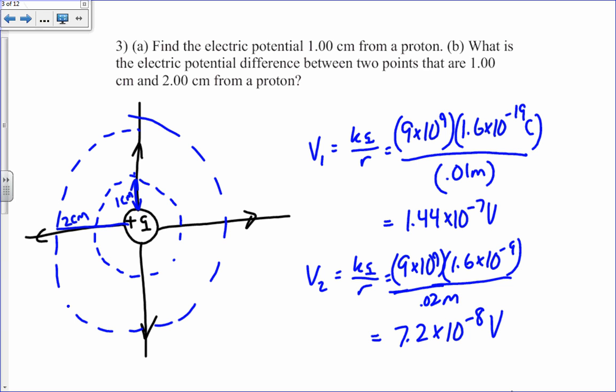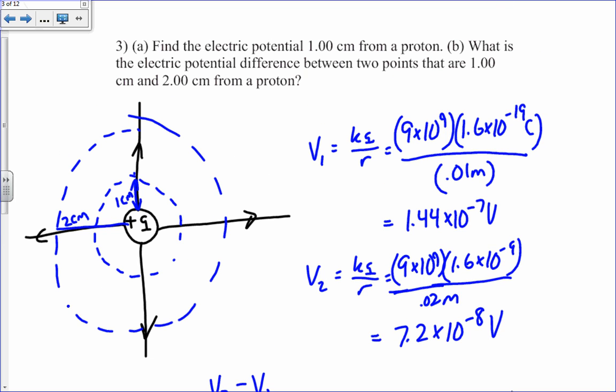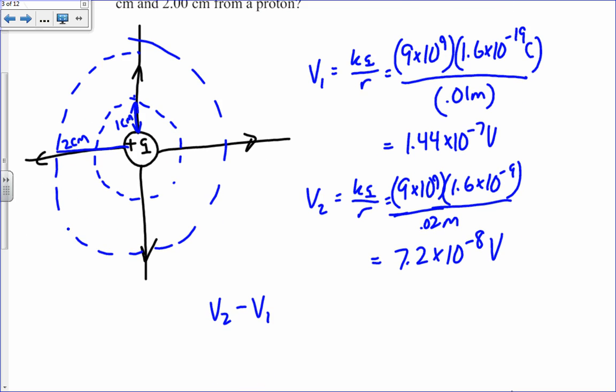And then if I want to know the difference between point 1 and point 2, I'll say V2 minus V1. Is that what I'm asking for? Well, it's not clear. Let's say I want to know if I move a particle from V1 to V2, what potential does it move through? So I'm going from V1 to V2. This is going to be V final minus V initial. And that's going to be a negative change in potential, negative 7.8. Excuse me.